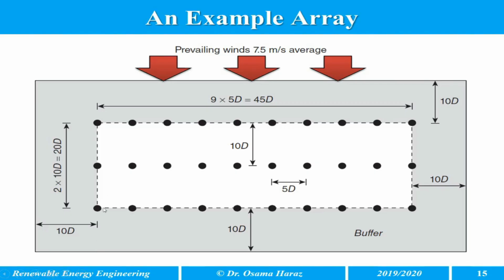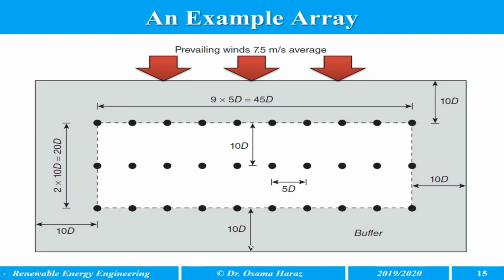Suppose that this is a wind turbine. You have to keep a distance 5D between one turbine and the other along the row. And between one row and the other, you have to keep a distance 10D, as we mentioned. And we are installing 1, 2, 3, 4, 5, 6, 7, 8, 9, 10 turbines in each row, times 3 columns, 10 times 3, 30. We have 30 turbines.